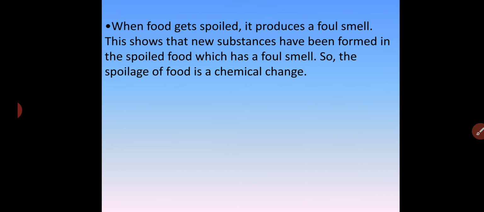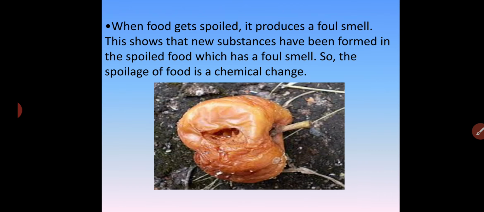Now, when food gets spoiled, you can see how the food gets spoiled, and if you smell it, a bad smell comes from the food, right? So this is also a chemical change. This all happens because of microorganisms.